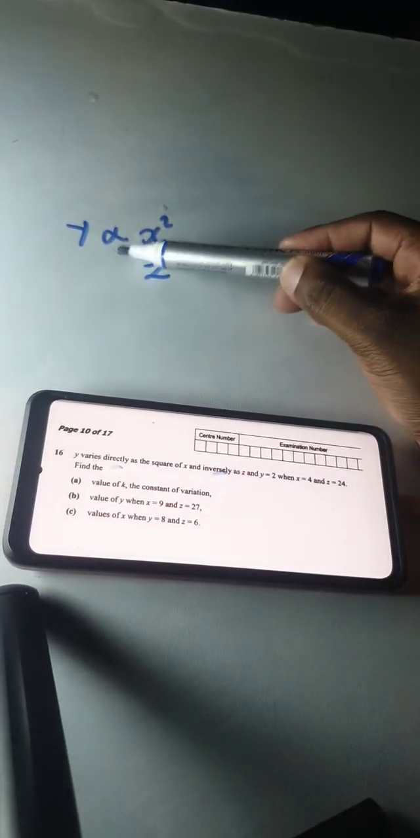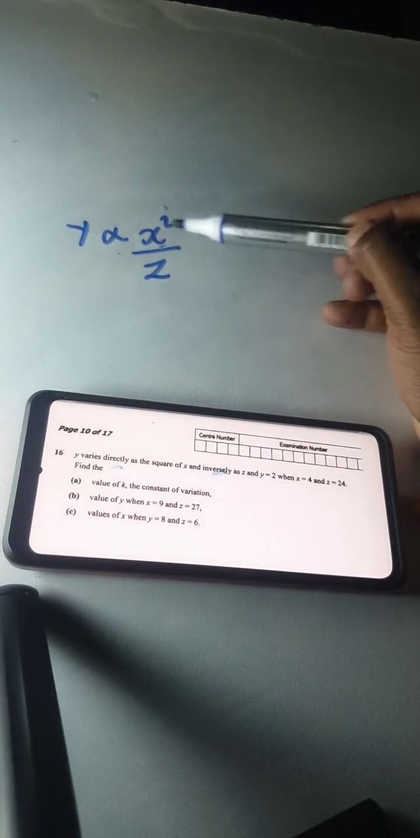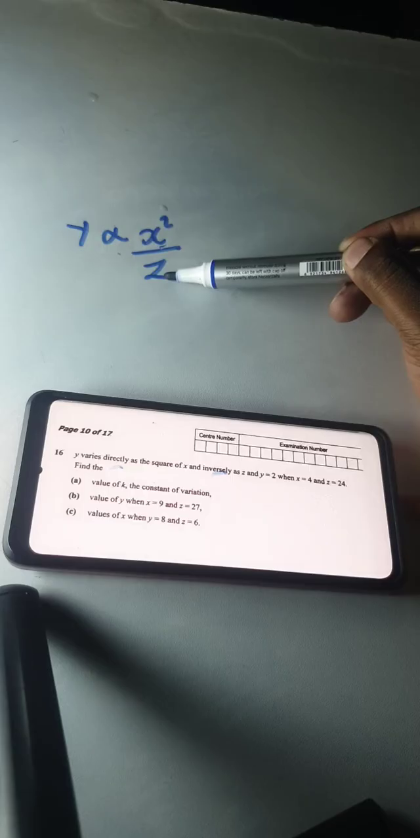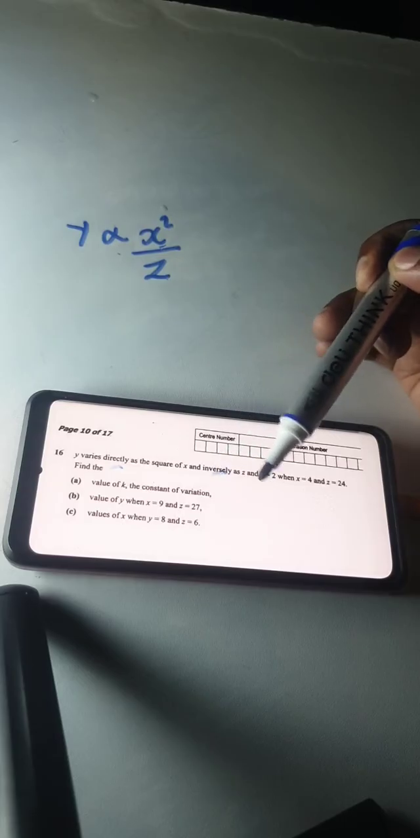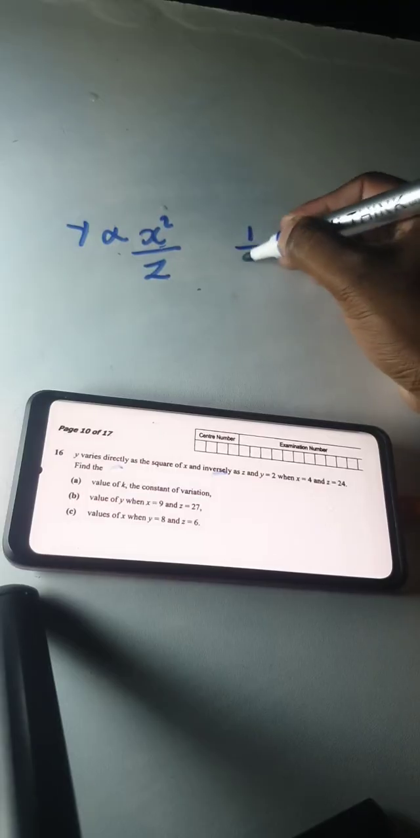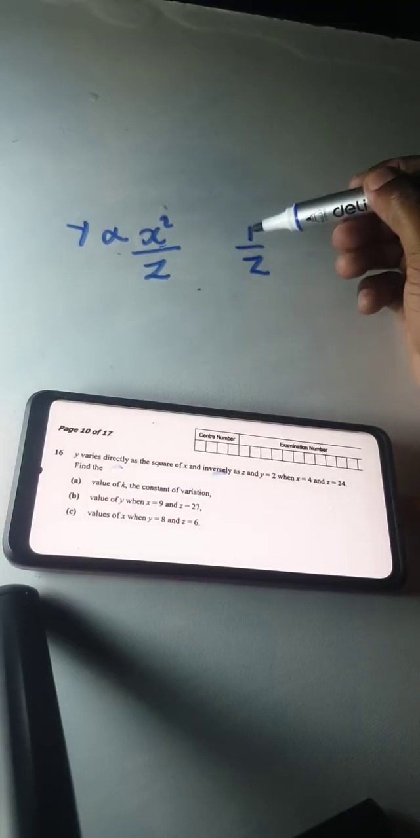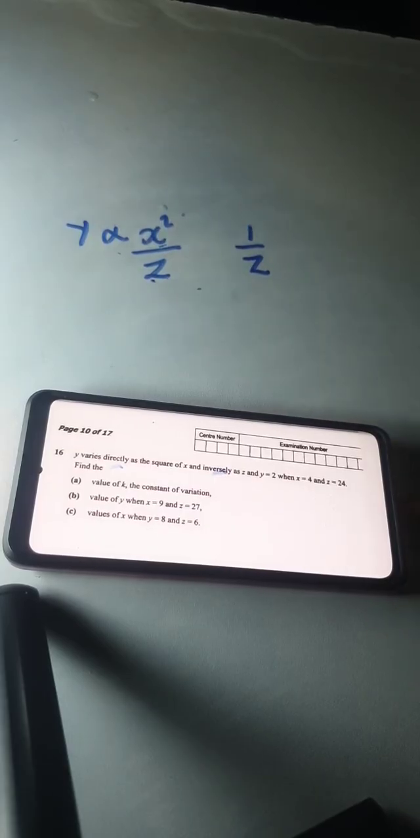Okay? Y varies directly as the square of x and inversely as z. So why is z down? Because inverse is 1 over z. So x squared times 1 over z is x squared over z.